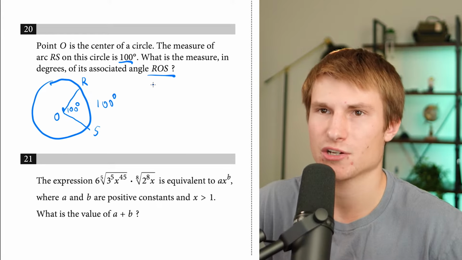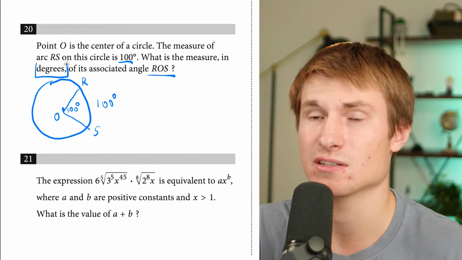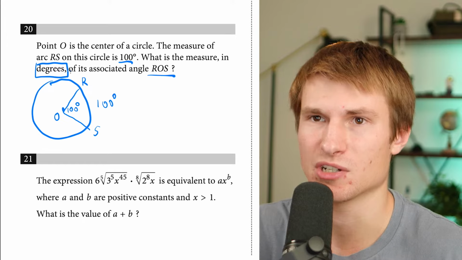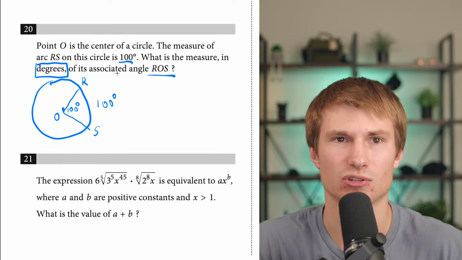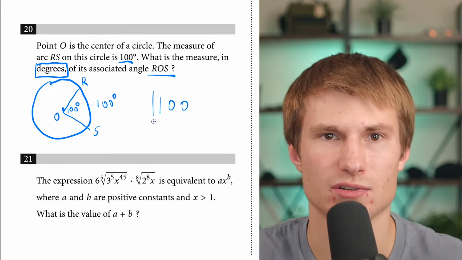Keep in mind, you want to pay attention to what you're asked to answer because sometimes it may say in degrees and sometimes it may say in radians. You may need to convert from degrees to radians or radians to degrees. In this case, they're both degrees, so we don't need to make any conversions, and our answer there would be 100.